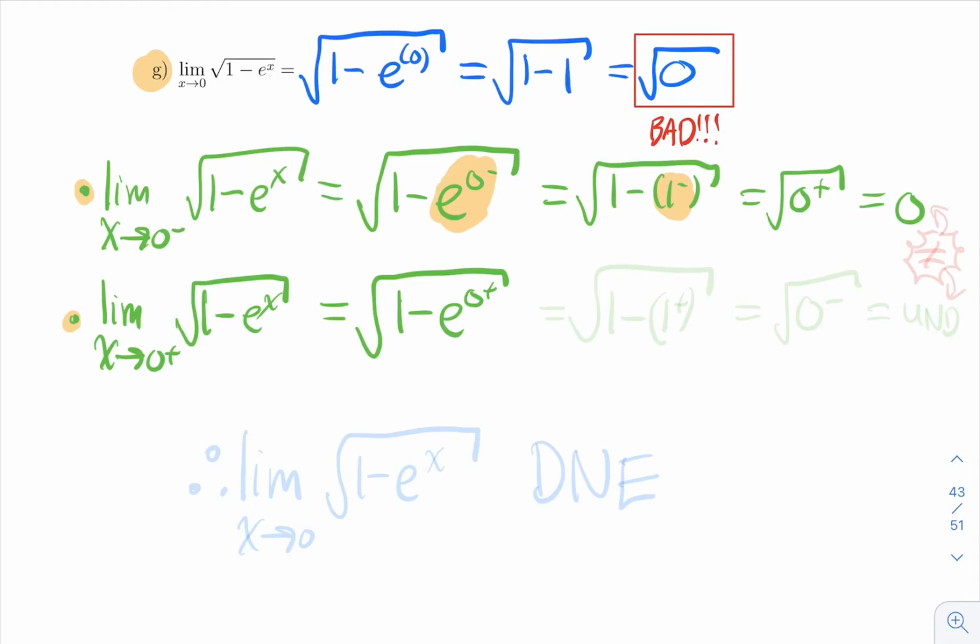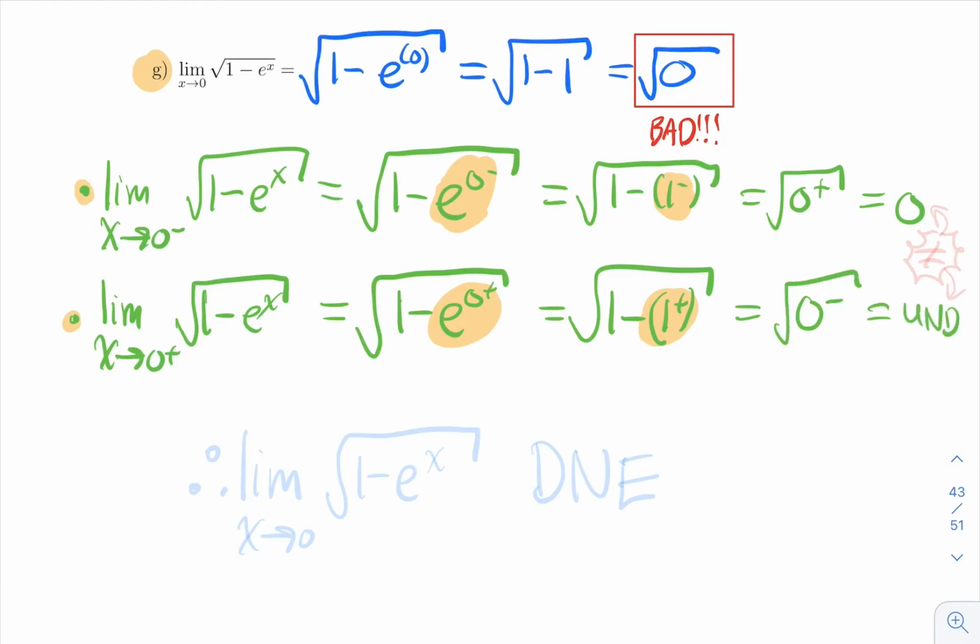Or your calculator to deduce that. So you get 1 minus 1 plus. And now that difference here is actually 1 minus 1 plus will be 0 minus, and the square root of 0 minus, that's undefined stuff.